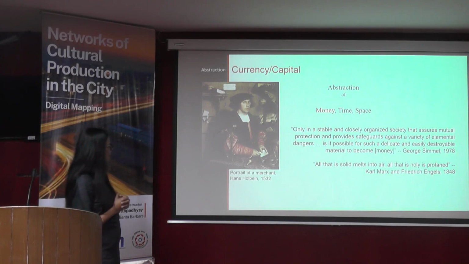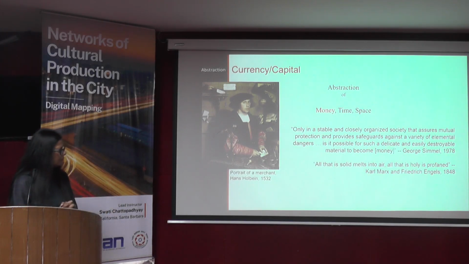Now, here is our merchant from this morning's talk. And he is, again, surrounded by pieces of paper. And this is something that Simmel, whose work was obviously published in the early 20th century, wrote about. The quote is from a book from 1978. Only in a stable and closely organized society that assures mutual protection and provides safeguards against a variety of elemental dangers is it possible for such a delicate and easily destroyable material to become money. In other words, not possible.